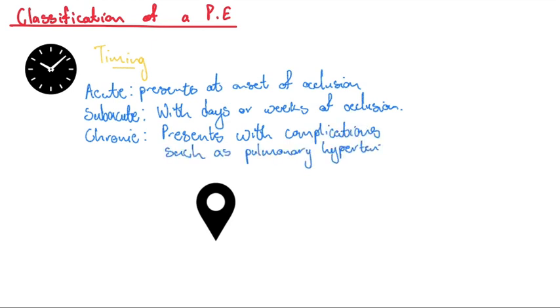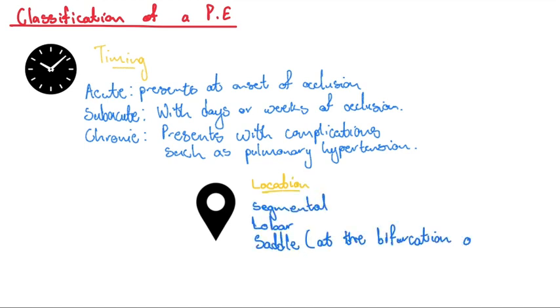We can classify a PE by location in the lungs. The PE can be segmental, occurring in one of the 10 segments of the lungs, or it can be lobar, occurring in one of the lung lobes. It can also be a saddle PE, where the occlusion is at the bifurcation of the pulmonary arteries.